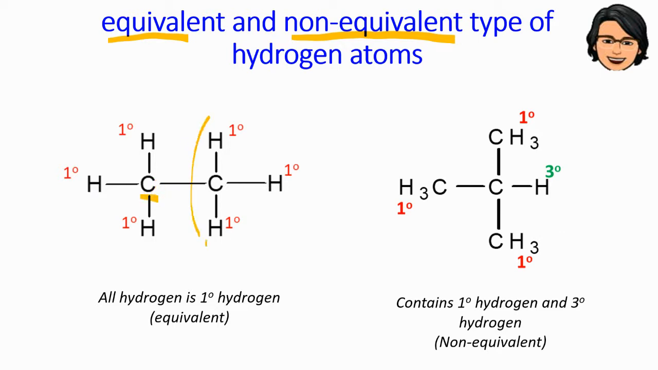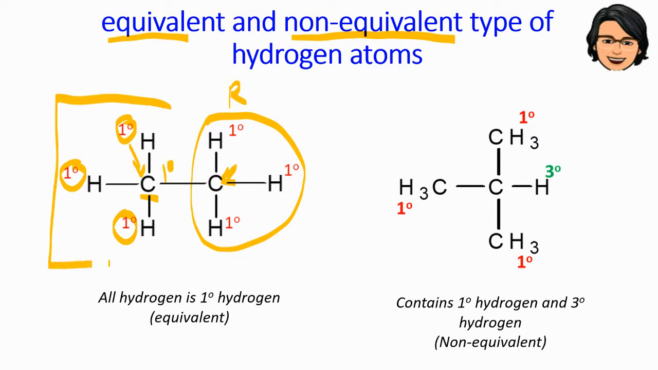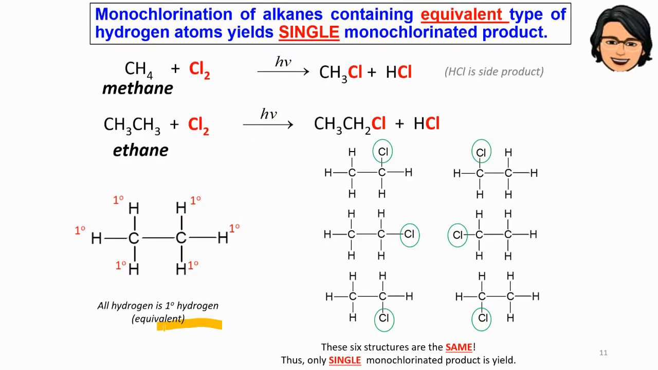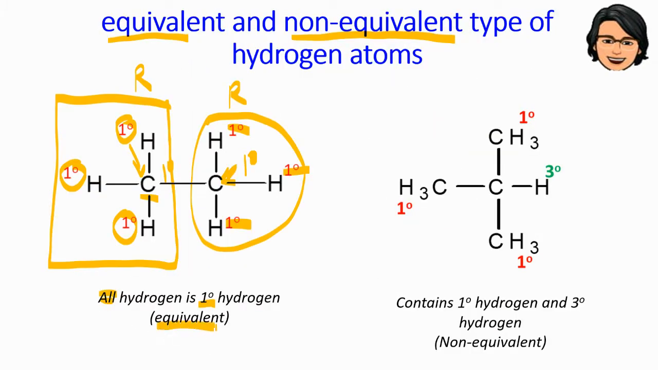So this carbon only has one alkyl group, so it is a primary carbon. So the hydrogen that is attached to the carbon is also a primary hydrogen. The same goes for another carbon, which also has only one alkyl group, so it is a primary carbon. So the hydrogen attached to the carbon is a primary hydrogen. So you can see that all of them are primary hydrogen, so they are the equivalent type of hydrogen atoms.